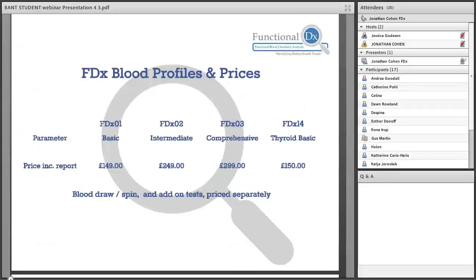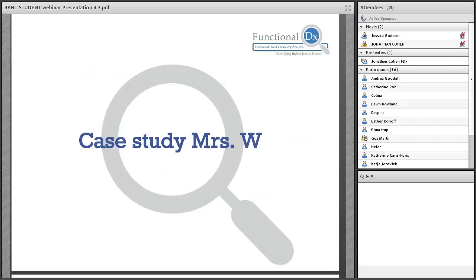So you can choose to add those on each time. Pricing: FDX01, including the report, is £149, £249 for the intermediate, £299 for the comprehensive, which basically has all the hormones in it. Not all of those are in FDX02 because I didn't consider that nutritional therapists necessarily want to test hormones all the time, and the thyroid basic at £150. To draw the blood and spin it, and any add-on tests, they are priced separately.